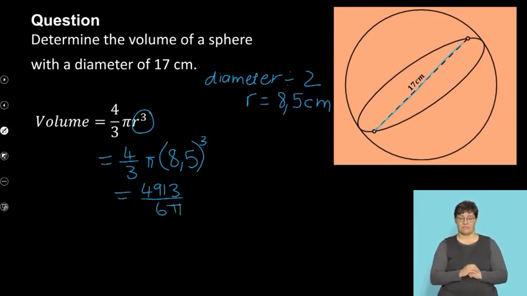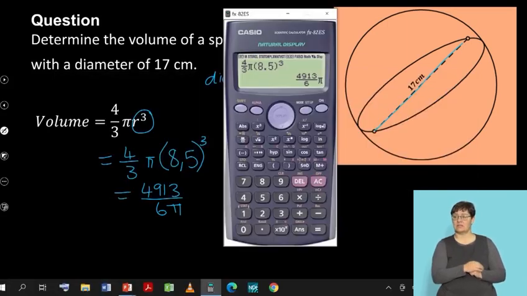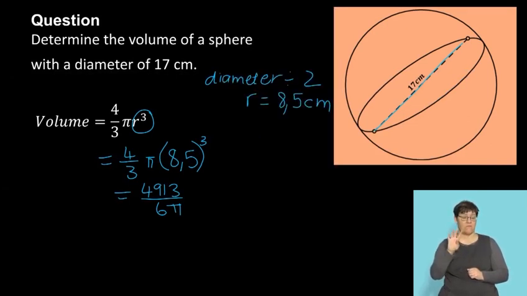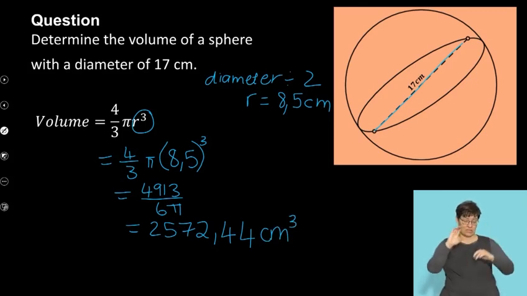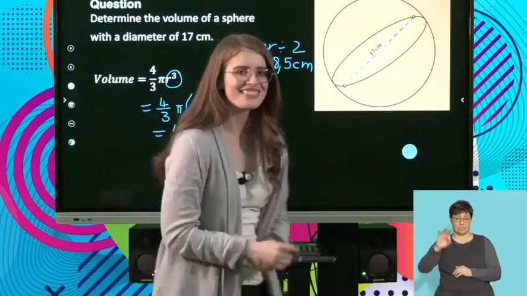And if I want to write this correct to the second decimal place, I'm going to press my SD button, which is going to give me 2572,44. And please remember that I have to include my units. And my units will be centimeters cubed. So the volume of the sphere is 2572,44 centimeters cubed. Great, everyone.